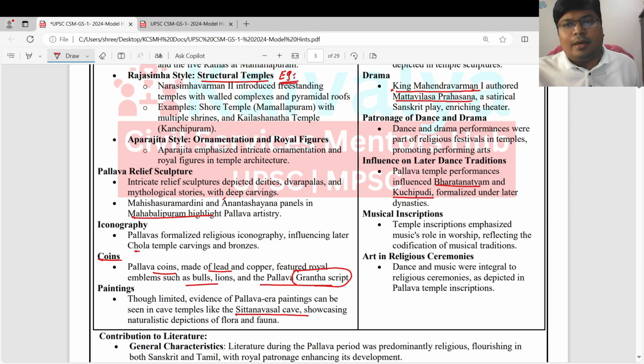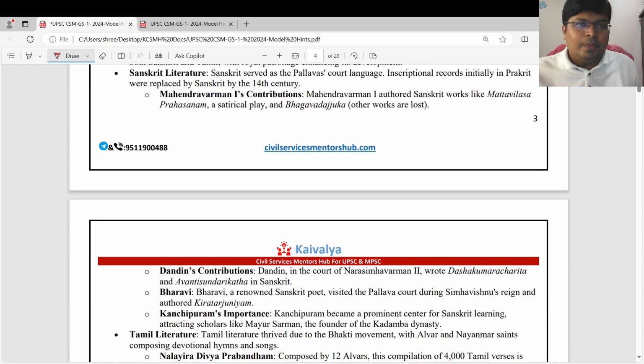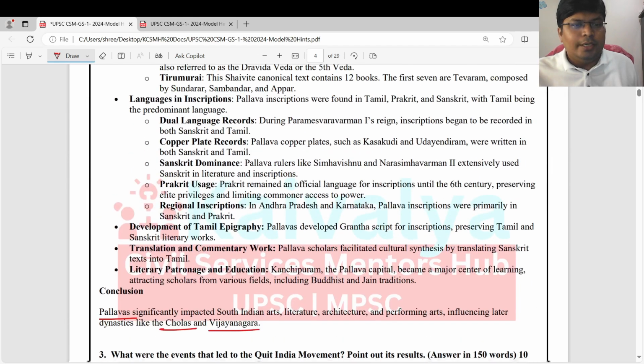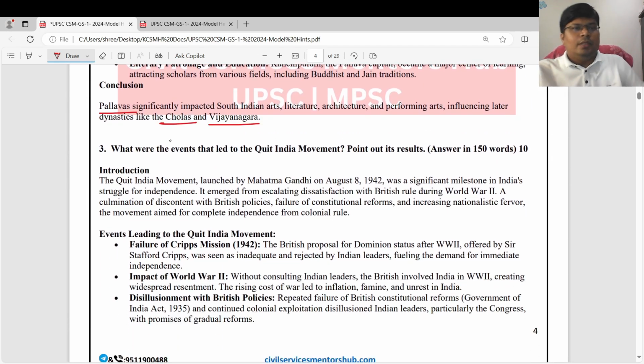then patronage of dance and drama. So these points you could have covered in your answer, and also in the context of development of literature. Then we will just move toward the third question.